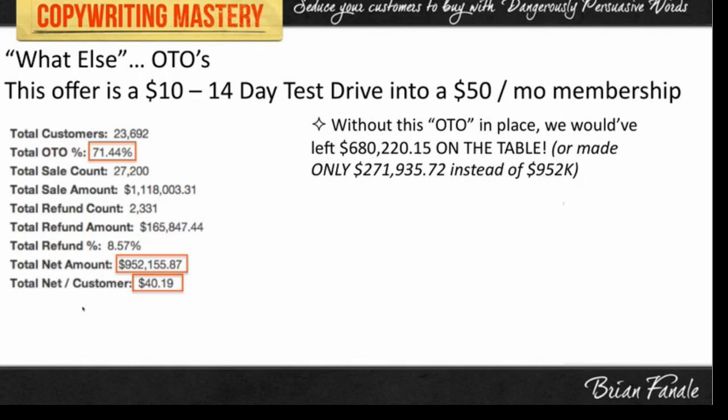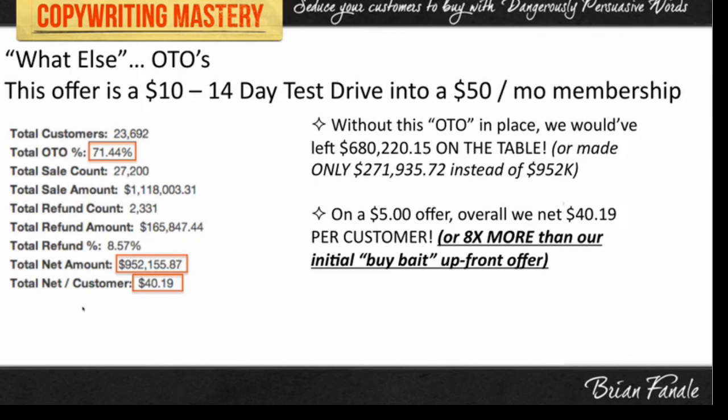So this funnel did $1.1 million at the point of sale. $952,000 of it came from one-time offers. If we didn't have that in place, we would have made $271,000. Do you guys know that's 700 grand, and it changes the game. On a $5 offer overall, we net $40 per customer, or 8 times more than our initial buy bait up front. That is why we do buy bait.